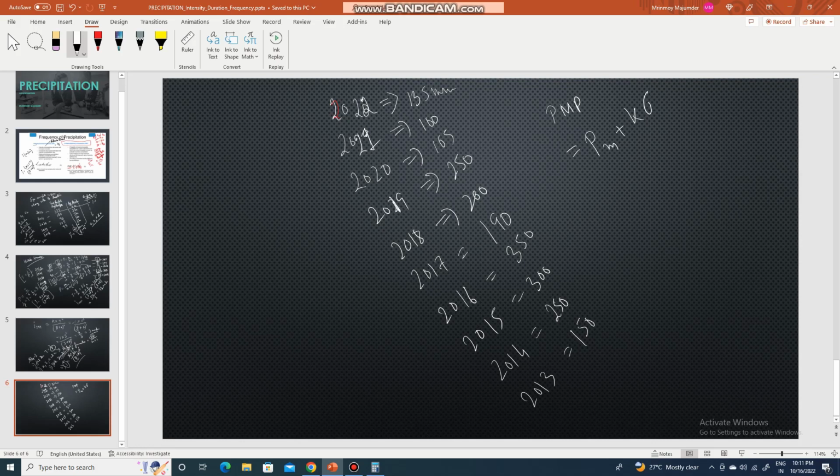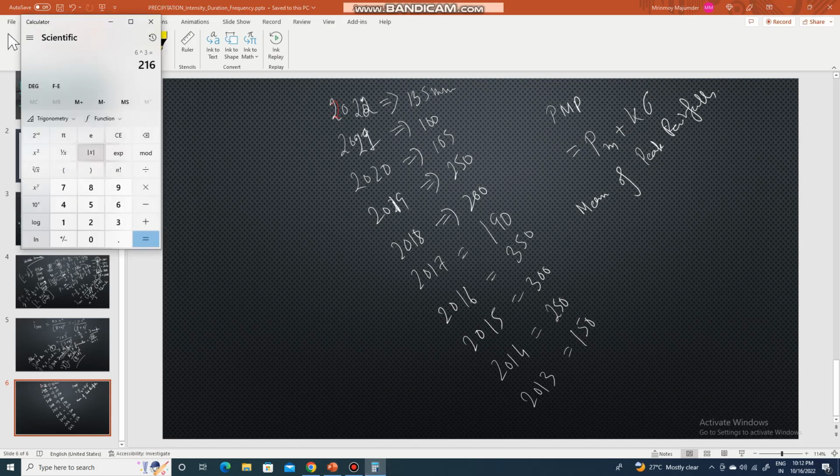So the first step will be to find the mean of all these rainfall, mean of peak rainfalls. Okay, all these 10 years rainfall is given, you have to calculate the mean of 10 years rainfall. If 20 years rainfall is given, then you have to calculate mean of 20 years rainfall. So let me see by using the calculator what is the mean of the rainfall.